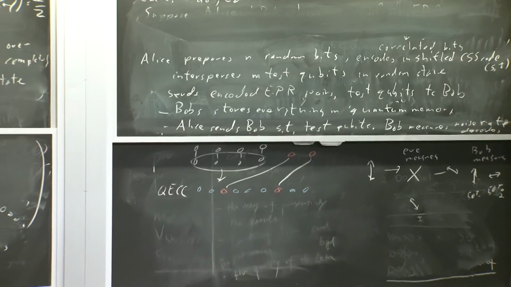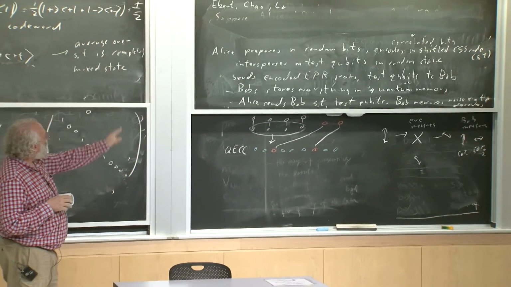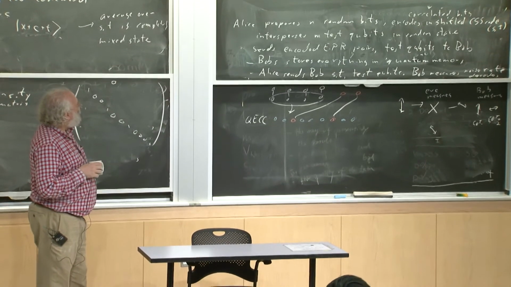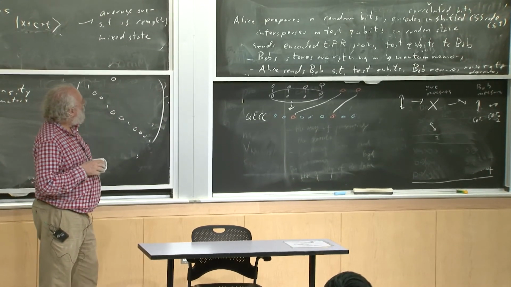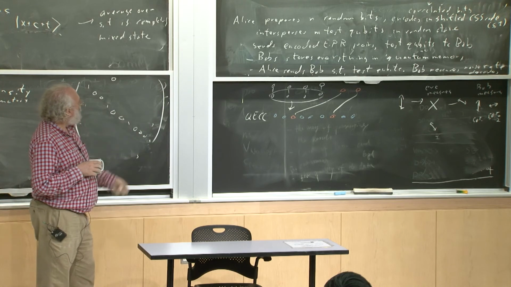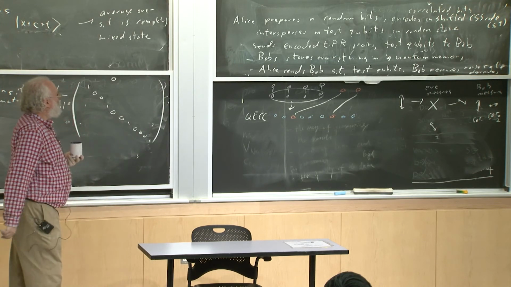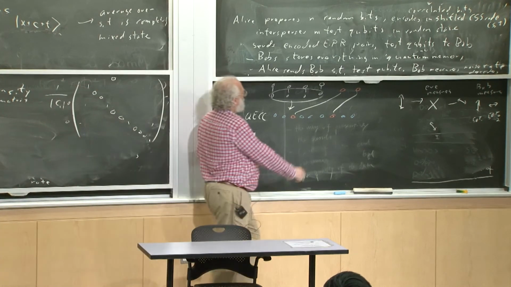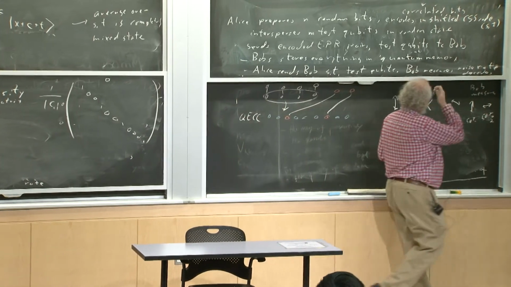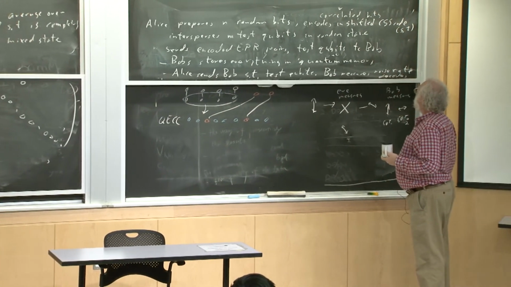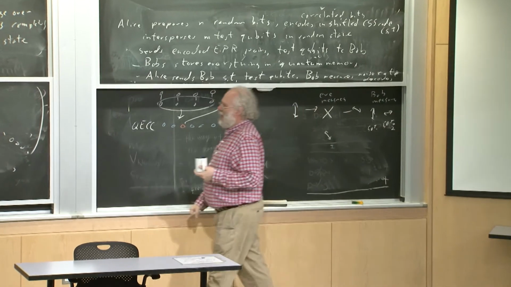So Alice prepares n random bits, encodes in a shifted CSS code, interperses m test bits in random states, and sends the encoded qubits and the test qubits to Bob. Bob stores everything in quantum memory, and then Alice sends Bob the S and T. Bob measures the noise rate and decodes.